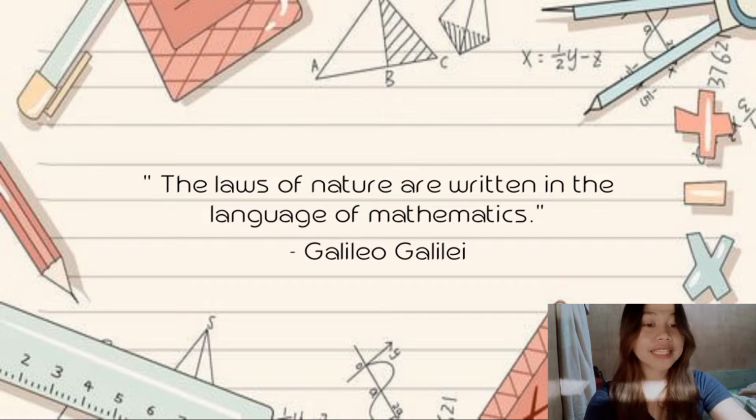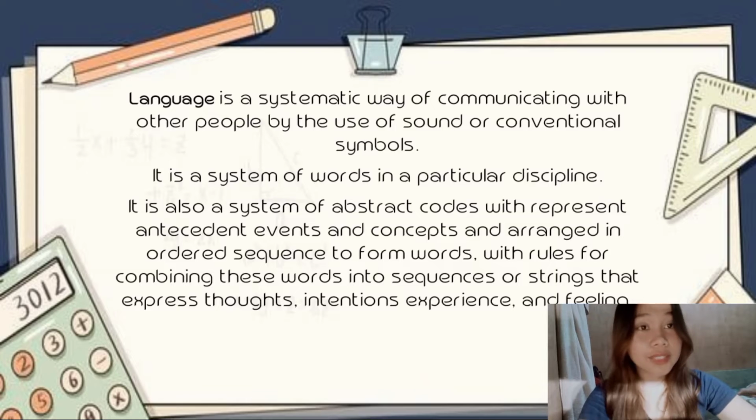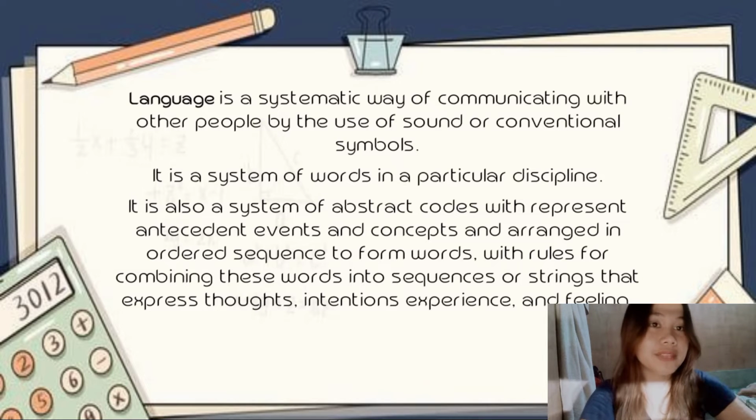So according to Galileo Galilei, the laws of nature are written in the language of mathematics. So they believe that the mathematical relationship reflects the real aspect of the physical world. So what is language? We all know what language is already, right? Language is a systematic way of communicating with other people by the use of sounds and conventional symbols. So language is a system of words in a particular discipline.